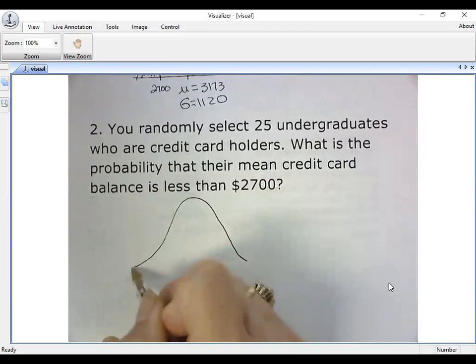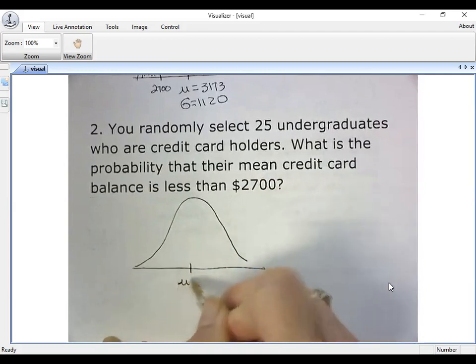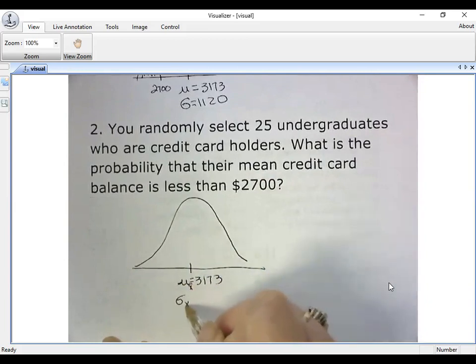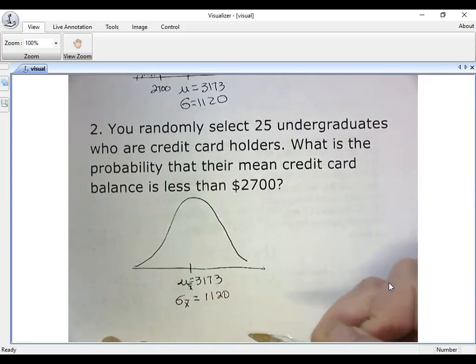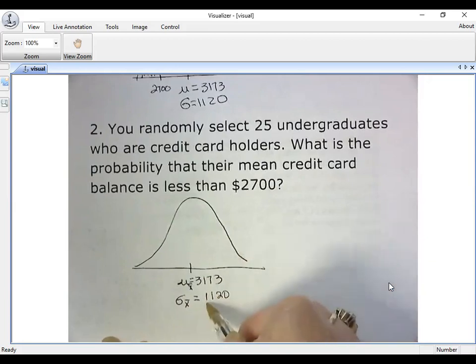But I still have to make adjustments. So I keep the same mean, which is 3,173, but what do I have to do to the standard deviation to adjust it? Is it the same as the population, which was 1120? No, I have to do what to it? Divide by the square root of 25, because that would be how many were in the sample. So if you take 1120 and you divide it by the square root of 25, which is 5, you get 224 for your standard deviation. Does that make sense?